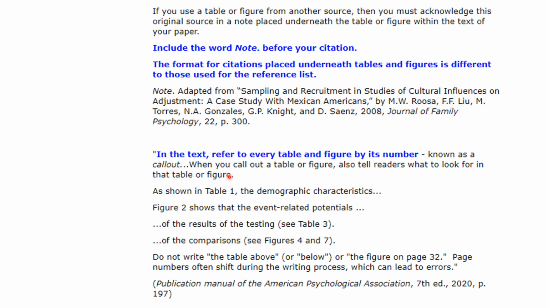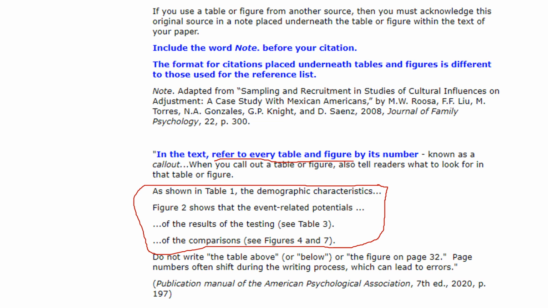In the text, refer to every table and figure by its number. This one is a very common lapse or mistake by manuscript writers. It's known as a call out. When you call out a table or figure, also tell the readers what to look for in that table or figure. These are example call outs. Let me encircle those. Yeah, these are example call outs. This is how you should refer to every table and figure in your manuscripts.